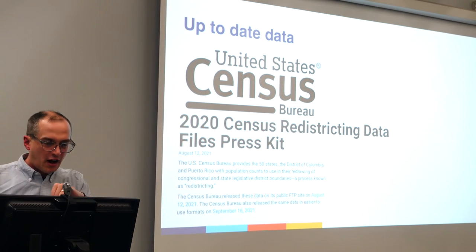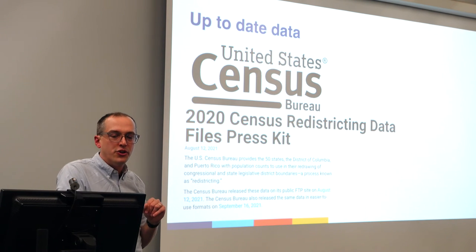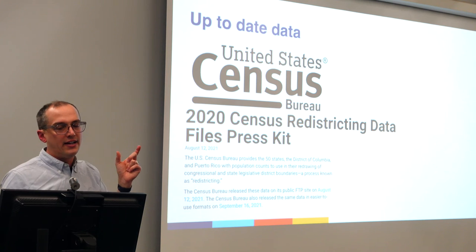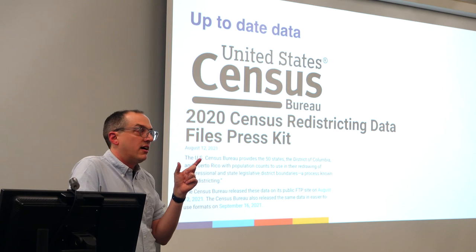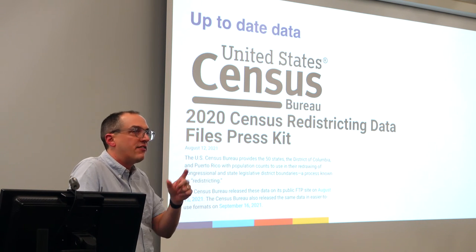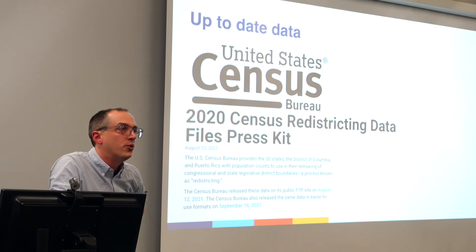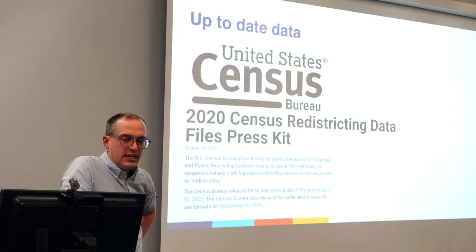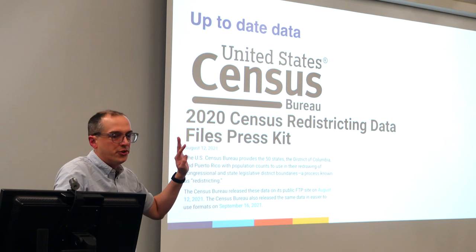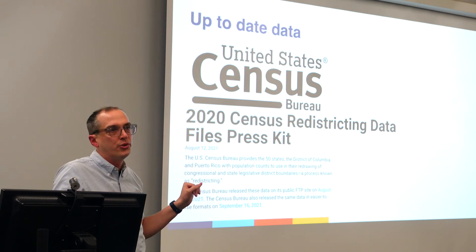So on August 12th, the Census Bureau uploaded their new version of the redistricting data set. That was the block level population and demographic counts for every single block in the United States. With the help of Joey Chen from the University of Michigan, who was being retained as a professor of political science there, he was able to translate the FTP data into something that I could use to upload to our site. And so later on August 12th, we were already drawing our maps with this new data.